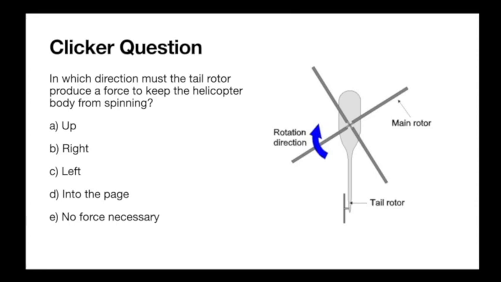So to give you a little hint with it, if the tail rotor does nothing, then what happens? Well, if we increase the angular momentum of the blades, then we don't have a net torque, right? So the helicopter body has to have an equal and opposite change in angular momentum. So it's going to start spinning the opposite direction, right, if there's no ground or there's nothing to keep it from spinning. So how do we prevent that from happening with the tail rotor?